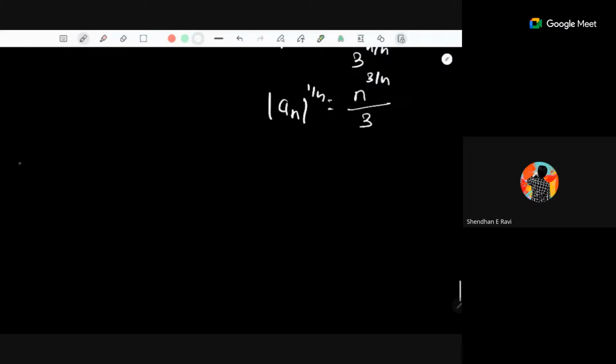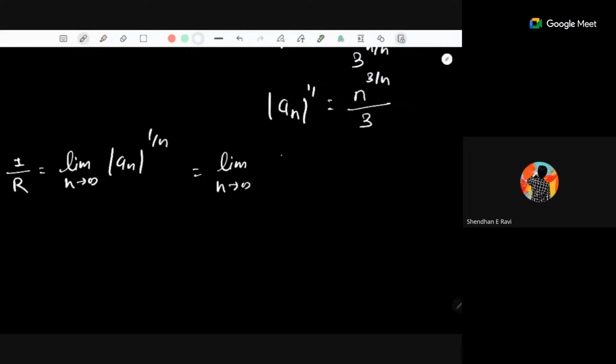So now what do we need to compute? We need to compute that our radius of convergence will become 1 by r, which is nothing but the limit as n goes to infinity of the modulus of a n to the power 1 by n, which is nothing but the limit as n goes to infinity of n to the power 3 by n upon 3.